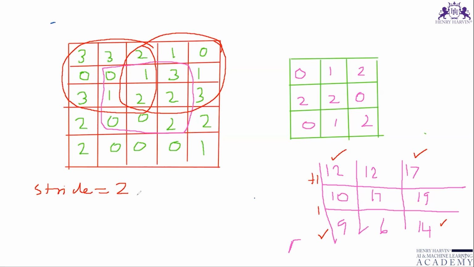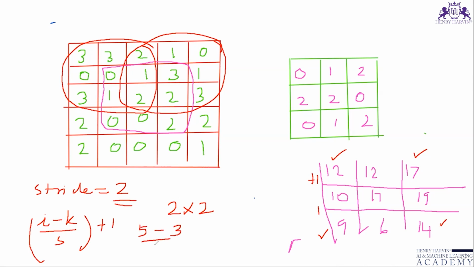So what is happening now? When we do stride equal to 2, we are getting output as 2 cross 2, right? What is the formula now? I minus k divided by s, plus 1. What is the input? 5 minus 3 divided by stride 2 we used, plus 1. So 2 by 2 plus 1, which means 1 plus 1, which is equal to 2. It's clear, right?